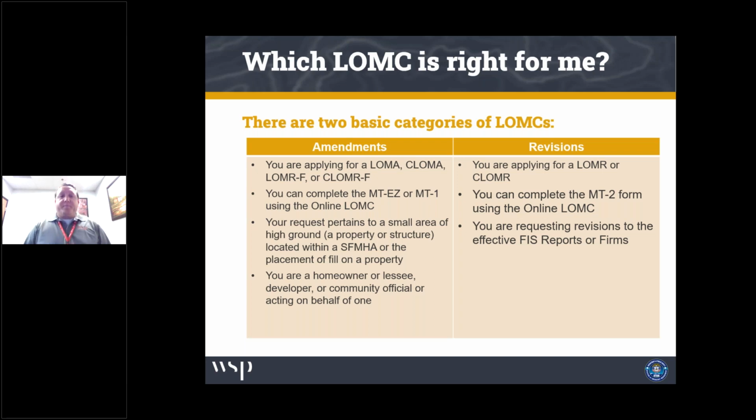The revision process is when you're actually going to modify the maps. So you're going to actually change the floodplain map to reflect the LOMAR process. And you can complete the MT-2 forms to go through that process or the online LOMC, and you're requesting revisions to the effective FIS report or FIRMs. So sometimes the LOMAR can modify the panels or the actual maps. Sometimes it modifies both the maps and the FIS report.